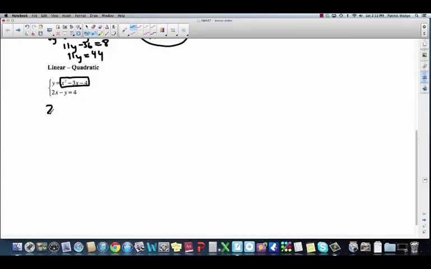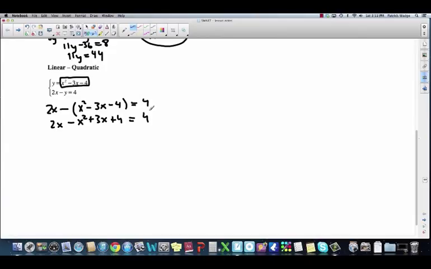So you end up with 2x minus, in brackets, you got to put it in brackets, x squared minus 3x minus 4 equals 4. So be careful here. This minus sign here refers to everything inside that bracket, so all the signs are going to change. So it's 2x minus x squared plus 3x, right? Because it's take away negative 3x, so it's plus 3x. And take away negative 4 is plus 4 equals 4.